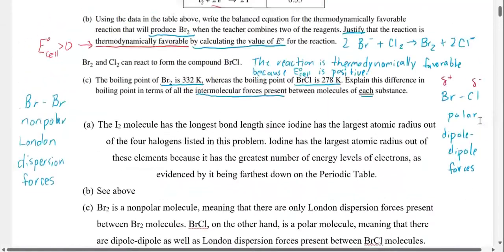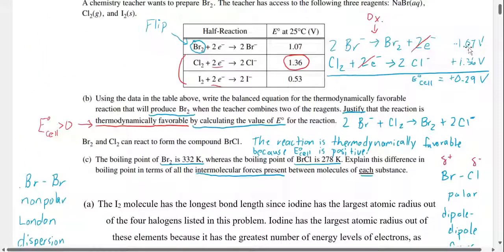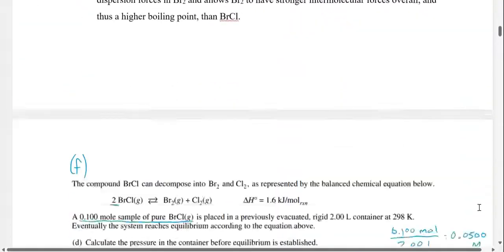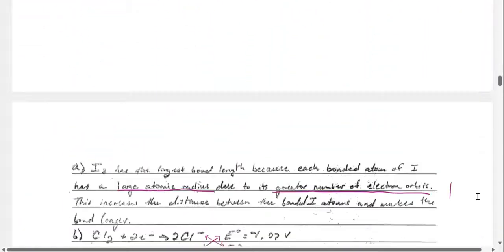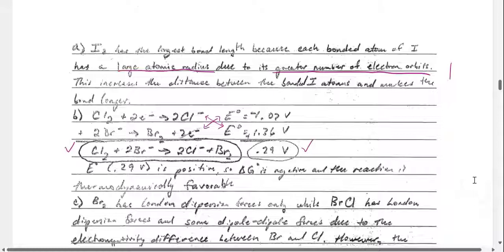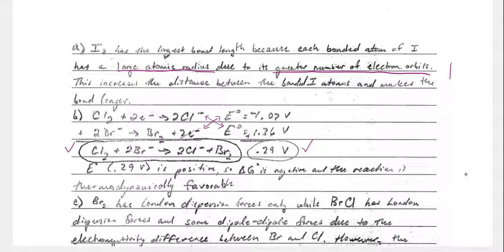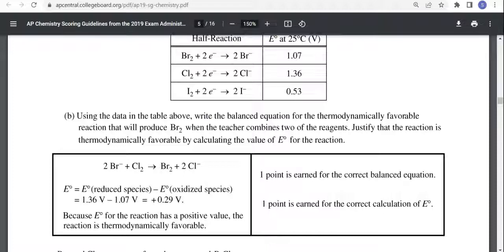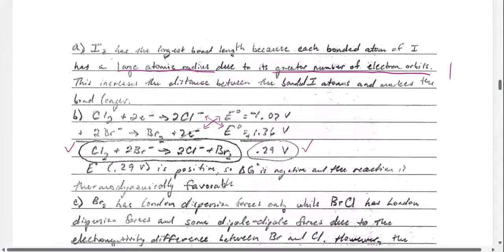But they set it up like I did, where they flipped the half reaction and then wrote the cell potential as being negative. They just wrote it kind of in the wrong place. And I guess we'll see. They did write this out of order, but I don't think that will dock them, because again, they did write the correct equation, and then they got the correct cell potential, and then they also wrote this sentence after it saying E0 is positive, so delta G is negative, which is true, and the reaction is thermodynamically favorable.